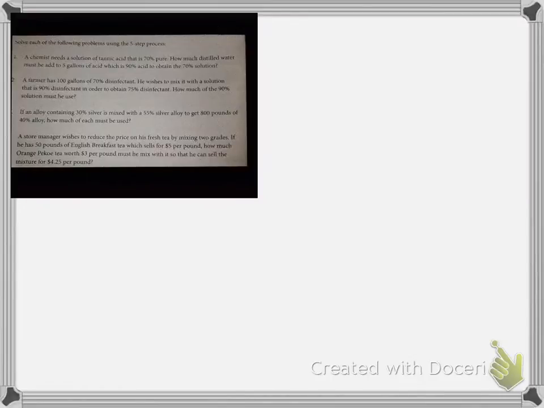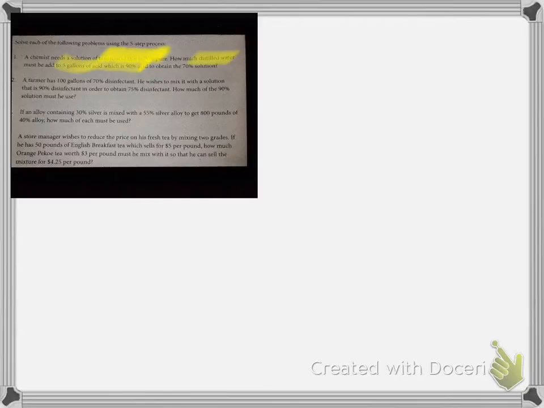Alright, number 1. A chemist needs a solution of tannic acid that is 70% pure. How much distilled water must be added to 5 gallons of acid, which is 90% acid, to obtain the 70% solution? So what the problem actually tells you is a couple things. His final, he wants it to be 70% pure. And then it talks about distilled water. And then it said that he had 5 gallons, which was 90% acidic.